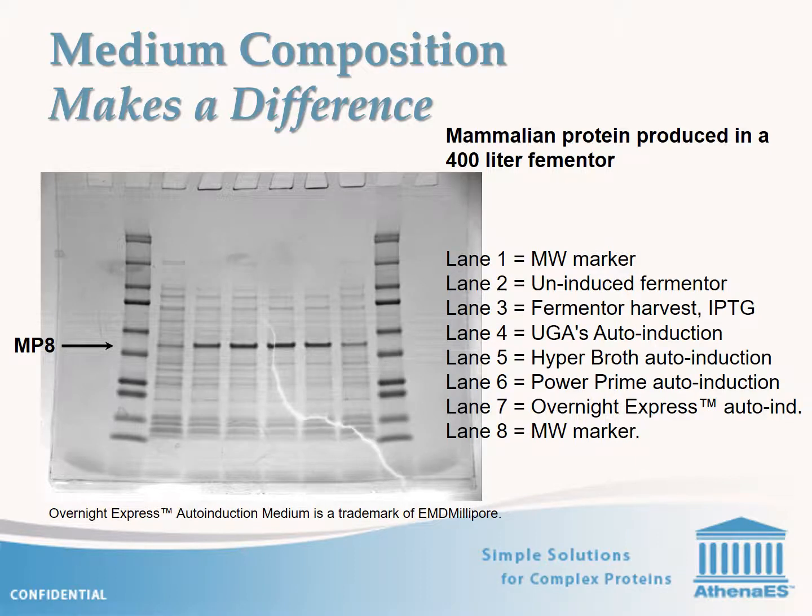These media formulations are also designed to be used in standard fermentation equipment from bench to production scales and can be adapted for autoinduction. A mammalian protein, designated MP8, was produced in E. coli in a 400-liter fermenter using different media and expression induced using either IPTG or with lactose feed at the start of the fermentation. The SDS-PAGE analysis shows that the amount of protein accumulated in hyperbroth lane 5 and power broth lane 6 using lactose induction was significantly higher than with standard fermentation salts using glucose and IPTG induction. With other proteins, IPTG induction was as effective as lactose was in this particular study.